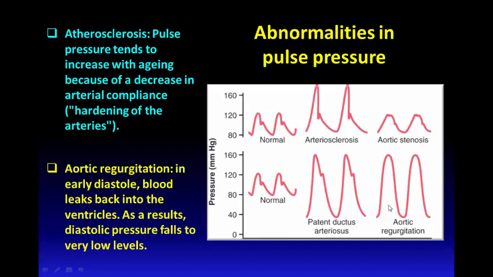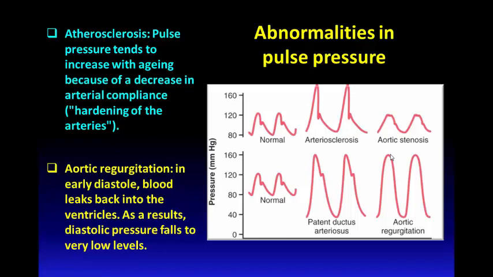In cases of aortic regurgitation, because the incompetent aortic valve doesn't close properly at the end of ventricular systole, blood flows backwards from the aorta into the left ventricle during diastole. As a result, the diastolic blood pressure falls to very low levels. So here we have a patient with aortic regurgitation where the diastolic blood pressure is approximately 40 millimeters of mercury.